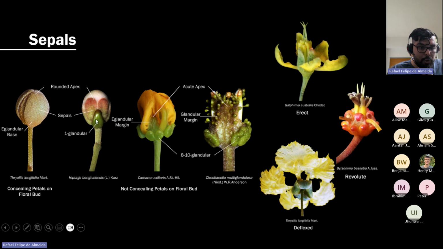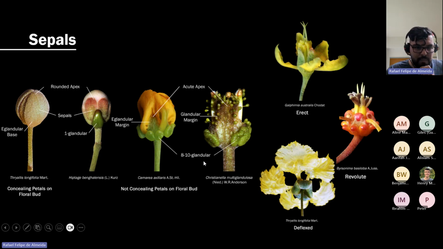And actually, you have two glands fused into a large single one, one from this sepal and one from this other sepal. You can have acute apices, glandular margins, and 8 to 10 glandular sepals, mostly in Neotropical Malpighiaceae. In African Malpighiaceae, for some groups we do have glands, but they are usually nectaries. They secrete nectar instead of oil, and they are limited to a few genera, and their number is usually smaller than 8 to 10, usually from 2 to 6.